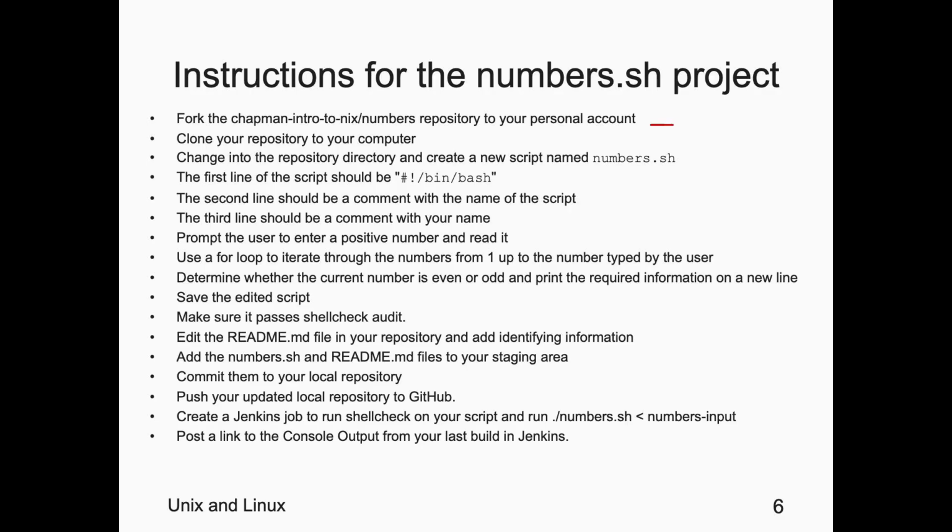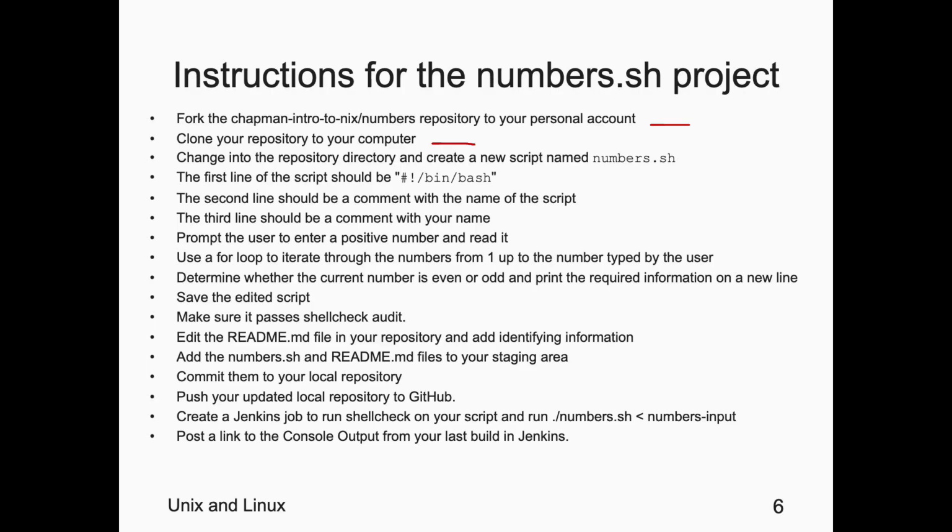First, you want to fork the repository, which can be found in our Chapman Intro to Nix organization. And by forking this, that means that you have a copy of the repository, but won't be affecting the actual class repository. Then clone that repository to your local machine. If you recall, there's that git clone command, or if you use VS Code, you can do the command Shift P and simply type in clone, and there should be an option for cloning a GitHub repository.